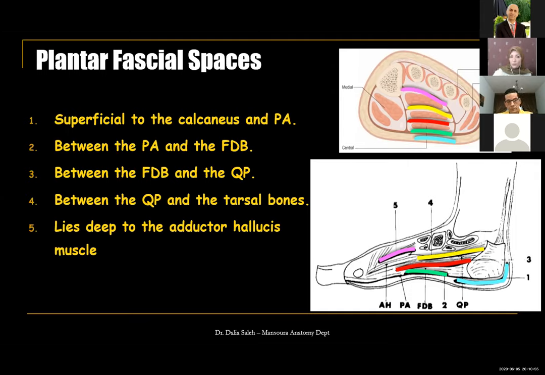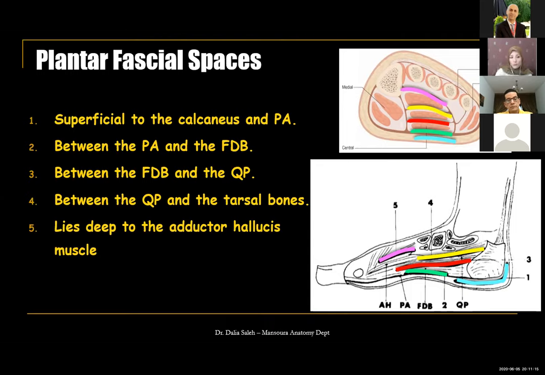Space number one, or the superficial space to the calcaneus and the plantar aponeurosis, is confined, and if there is infection there, it will not spread to the other fascial spaces, while the spaces from number two to five communicate with each other, so infection in one space could be transmitted to the one above or below it.